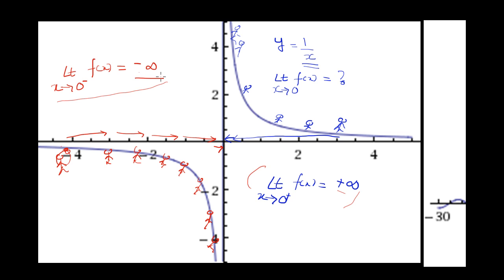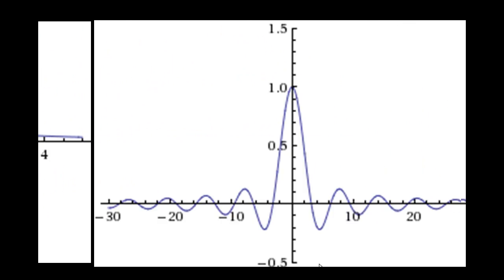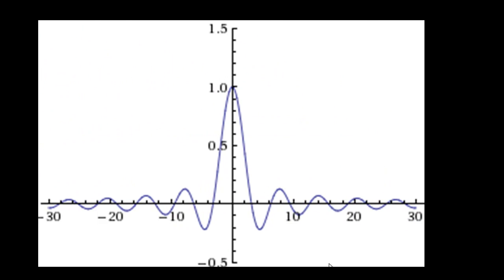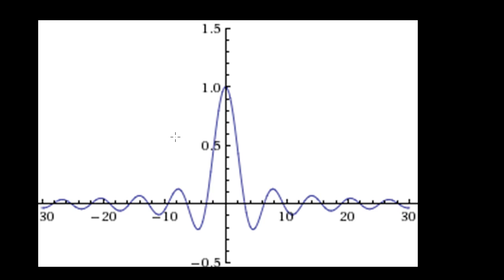Okay. Now let's take another example. This is a plot of y is equal to sine x divided by x. It's a plot of this function. Now what happens to this function when you are approaching 0?